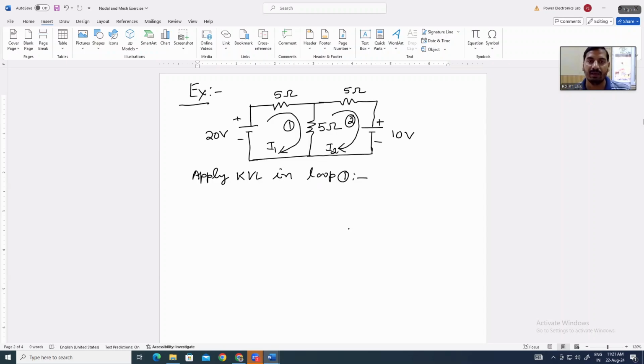To apply KVL, please be careful while making the direction of voltage drops. We have to mark the direction of voltage drop across the elements. We have taken a resistive load for simplicity. Whatever the load is, you have to mark the direction of voltage drops. In this branch, you can see the loop current is flowing in this direction, so current I1 will be here.